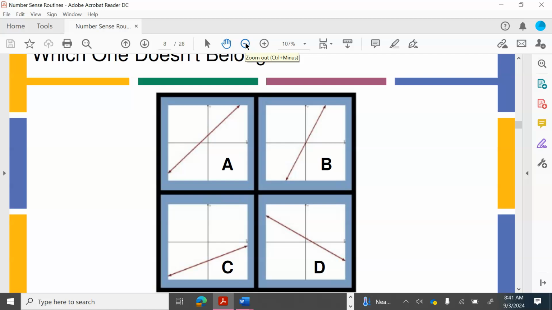Okay. What about A? Why would A not belong? How was that different than the others? Do they cross at the same places? Does it look about the same amount, steepness-wise?